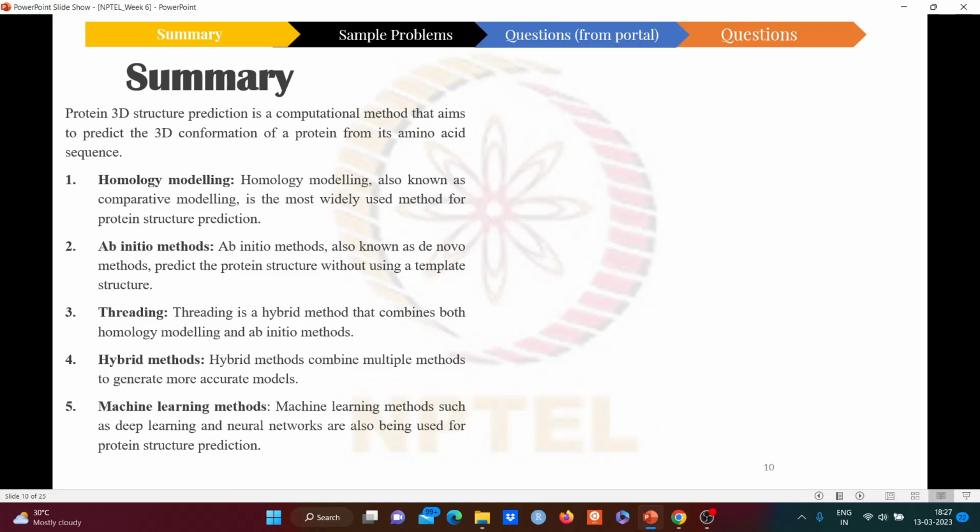Next is threading. This is a hybrid method that combines both homology modeling and ab initio methods. The threading algorithm searches a library of protein structures for the best match to the target protein sequence. This threading algorithm generates a model by aligning the template structures to the target sequence and refining it using the ab initio approach, and can generate accurate models when a suitable template structure is available in the library. Next are hybrid methods. Threading is also one of the hybrid methods.